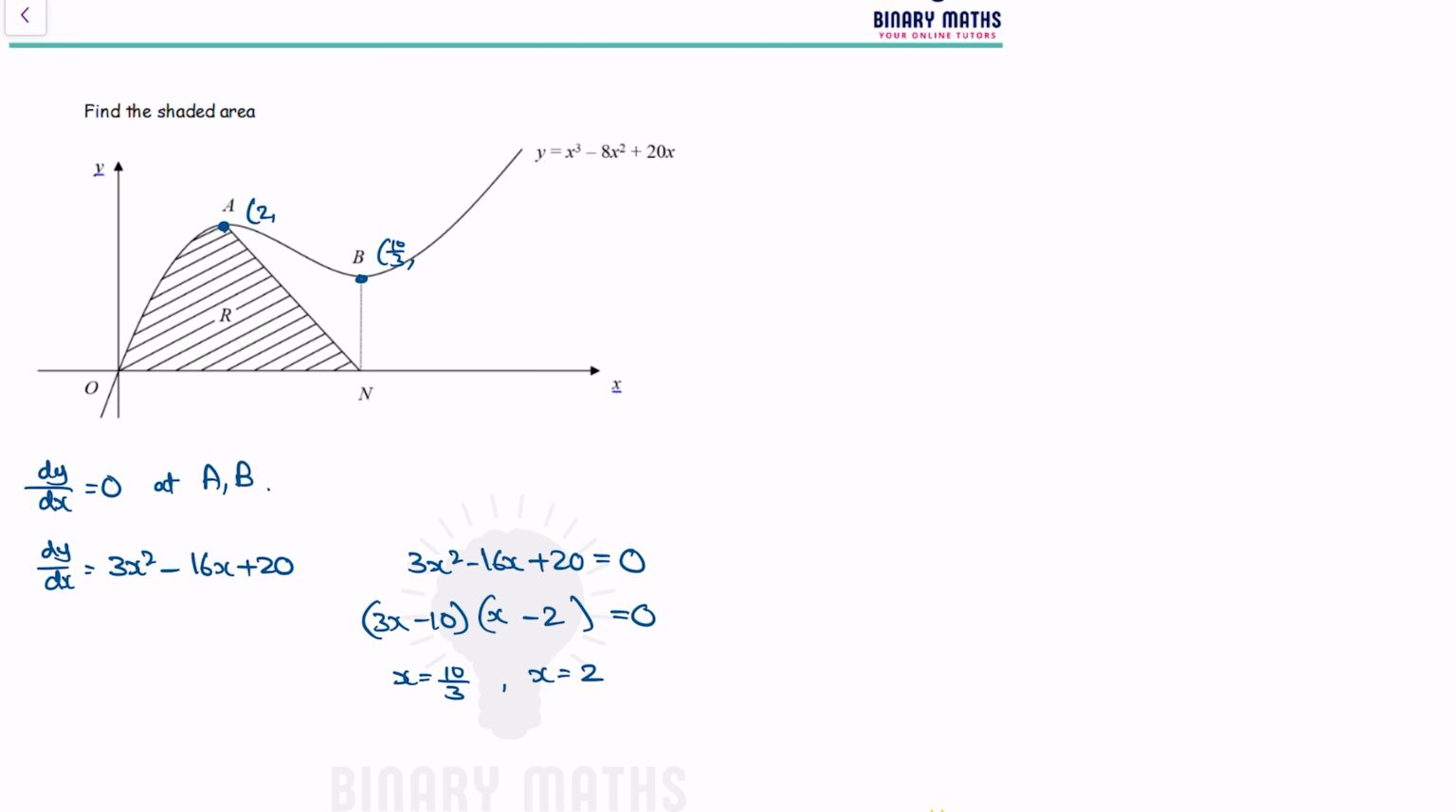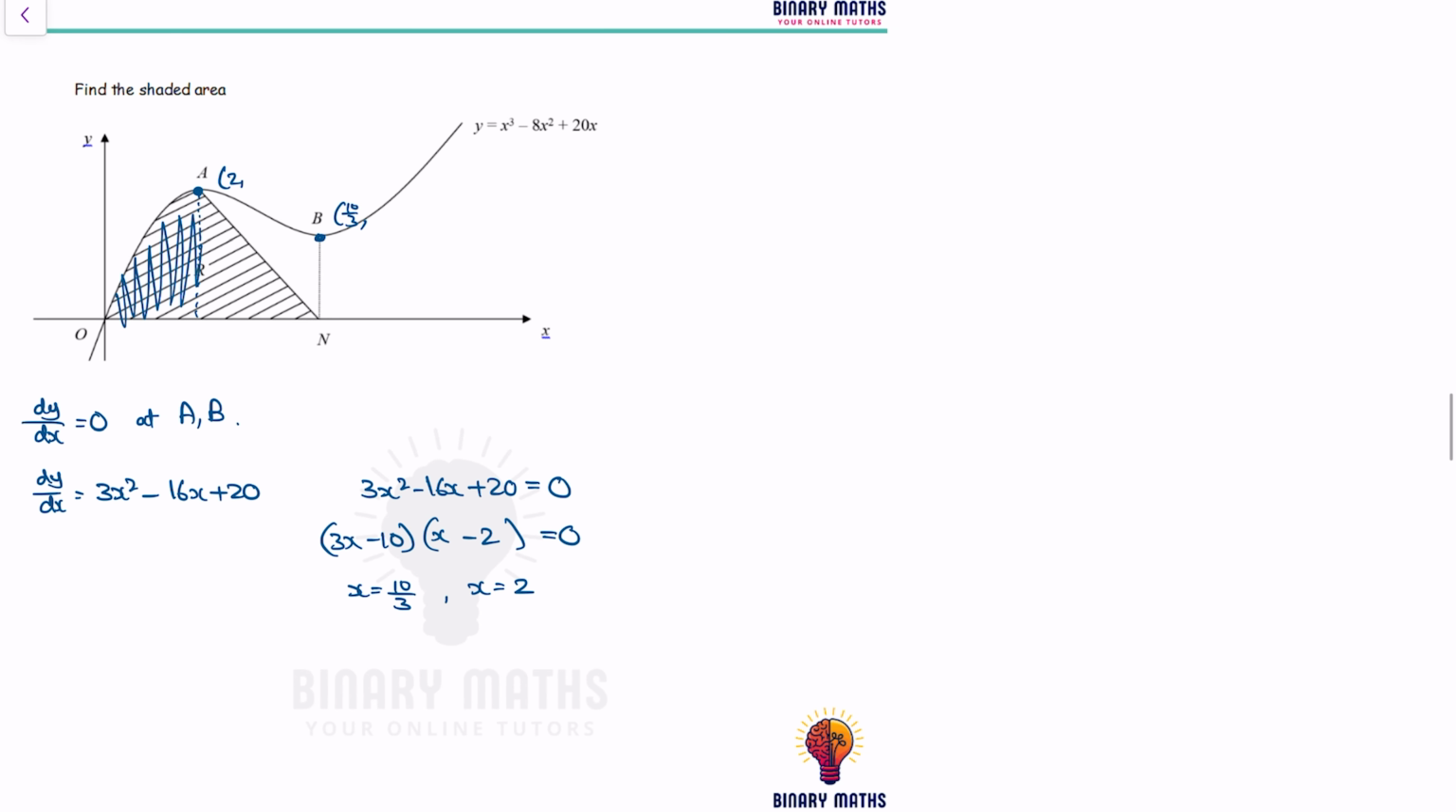So what I'm going to do first is find this bit. This bit is easy to find because I just need to integrate. So let's call this not A, but let's call it R1. So for R1, I need to integrate between x equals 2 and x equals 0 the function x cubed minus 8x squared plus 20x. Okay, so when I integrate it, I get a quarter x to the power of 4.